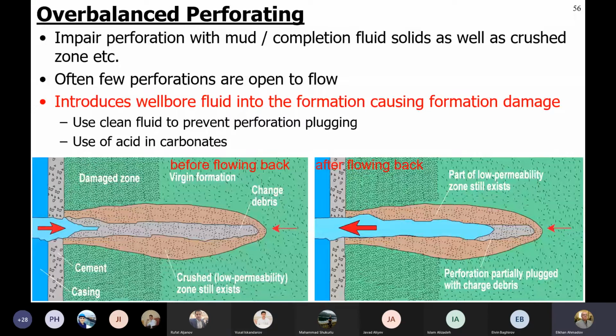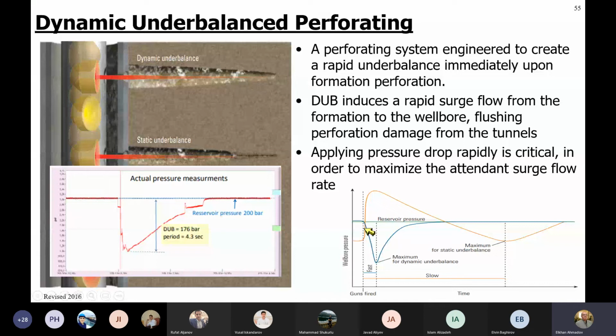Yeah. So this is the pressure, the wellbore pressure, the pressure in the wellbore, the axis, okay? And this is the time. So this is the reservoir pressure line, the green one. The orange one is the pressure when we do static underbalance. So as you can see, for the static underbalance, we have static pressure, initial pressure, below the reservoir pressure in the wellbore.